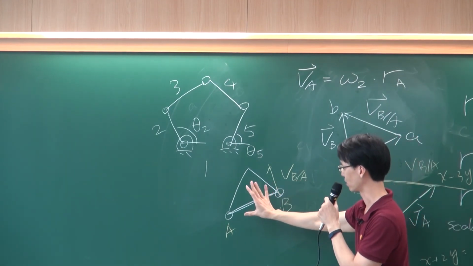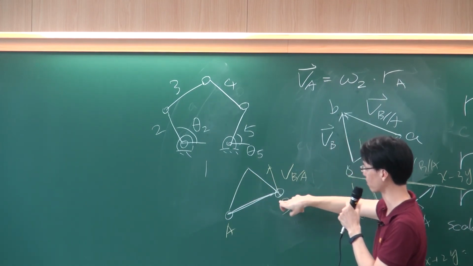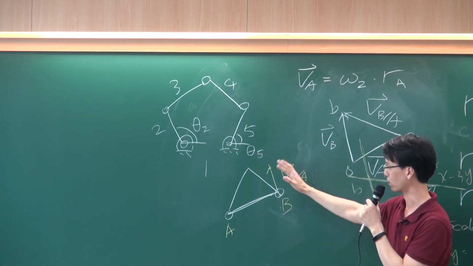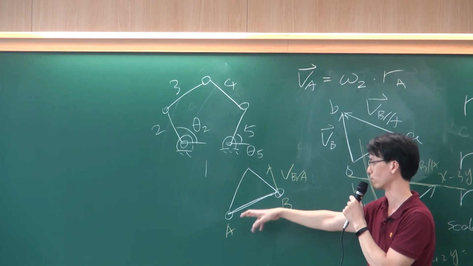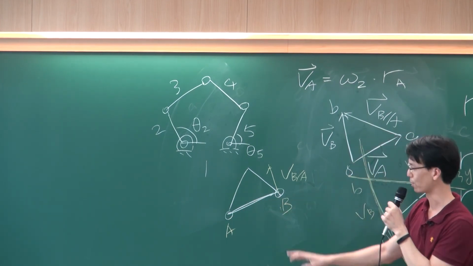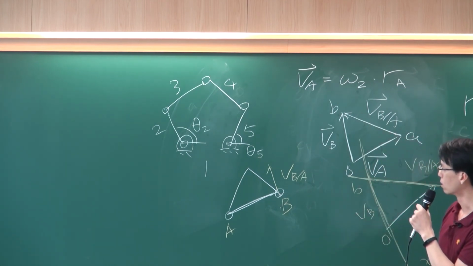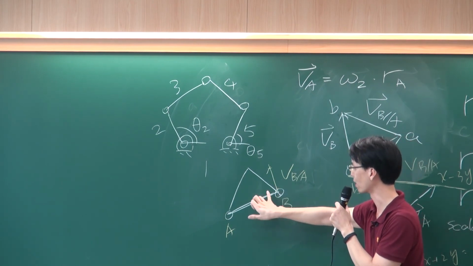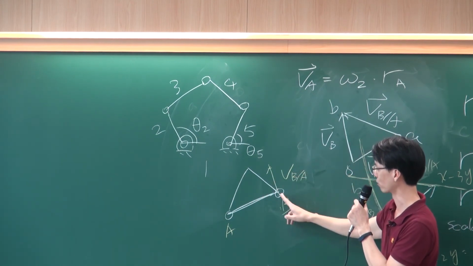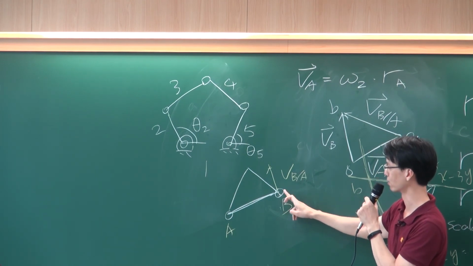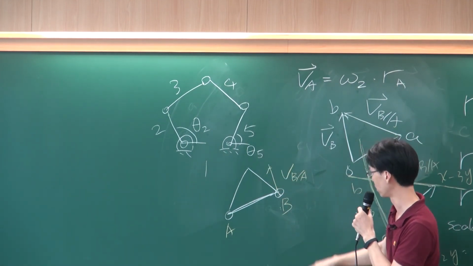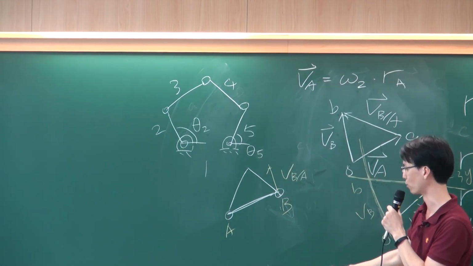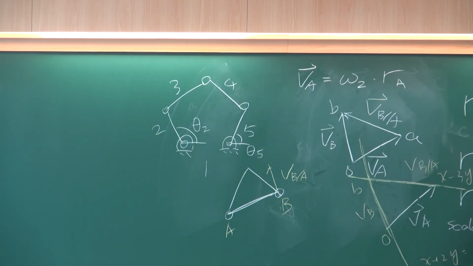Because the meaning of VBA is B relative to A, we just look into this triangle. Right now we are considering A as the origin, so everything is rotating about this temporary origin, A. We know this one is not going to be compressed or stretched, so the only movement point B can perform is either in this direction or in this direction. We don't know yet. It may be pointing up or pointing down. Either way is possible.